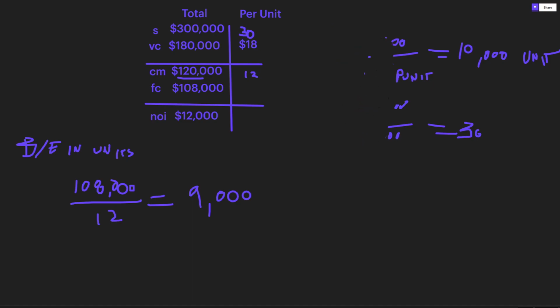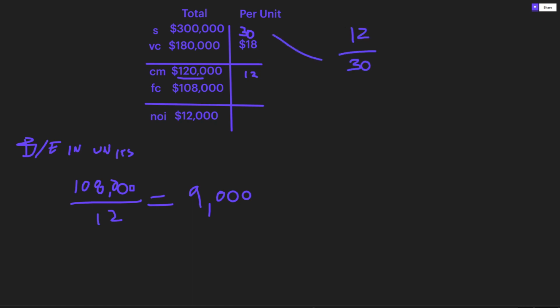Now, as far as getting it in dollars, let me erase some of the scratch work here. We're going to need our contribution margin ratio. And the way that we get that is we divide our contribution margin per unit over our sales per unit. So we have 12 over 30 here, and this is our sales per unit, and this is our contribution margin per unit. And we get 0.4 on that. So this is the amount of contribution we get from each sale, as a ratio. So 40% of 30 would be 12.